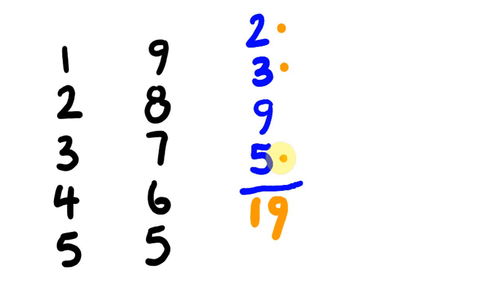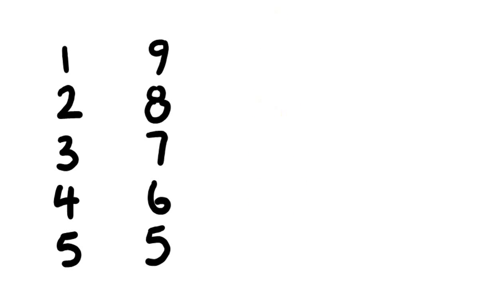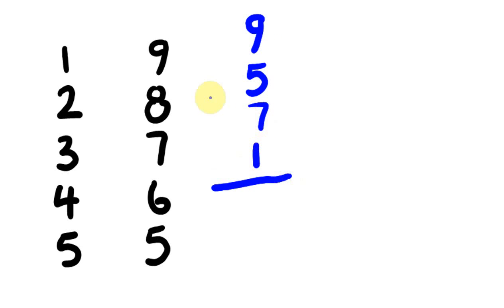Okay, I'll give you a different example. What about we do 9 plus 5 plus 7 plus 1? Where's the complements here? We have 9 and 1 as complements. So they're 10, and then we just add these as we go. So 10, 15, 22.